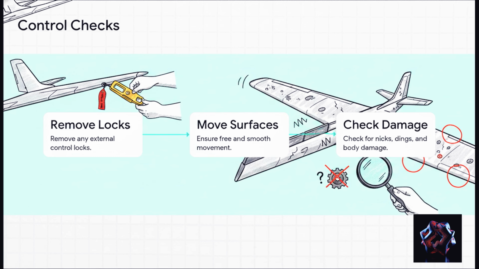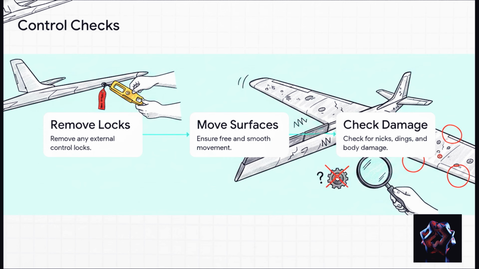Step 1, pull off any external control locks or gust locks. Those are just there to stop the wind from banging the surfaces around when the plane is parked. Step 2, get your hands on them. Physically move the ailerons, the elevator, and the rudder. You are feeling for totally free and smooth movement. Are the hinges catching? Is there some kind of weird grinding sound?